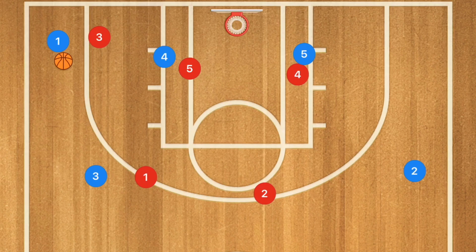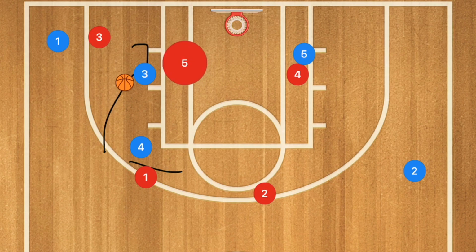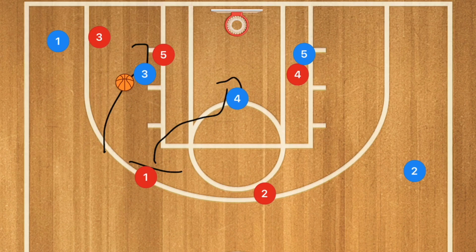However, you could have very easy options from here where you could have player 4 back screen on player 1 for player 3 who could cut towards the basket. Player 1 could pass into player 3. After this screen, player 4 could roll towards the middle of the court, and this could be an easy pass and nice floater from player 4. Now that's just a quick, simple play, but I hope that you get the point from that.